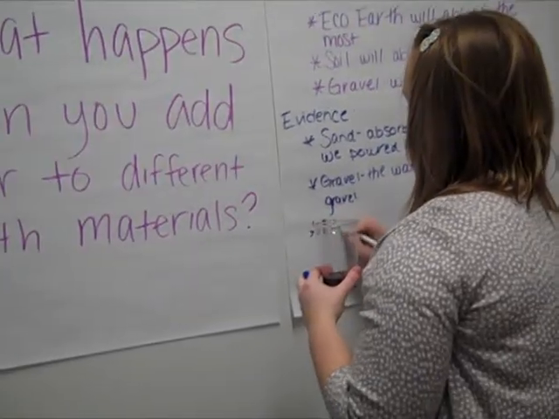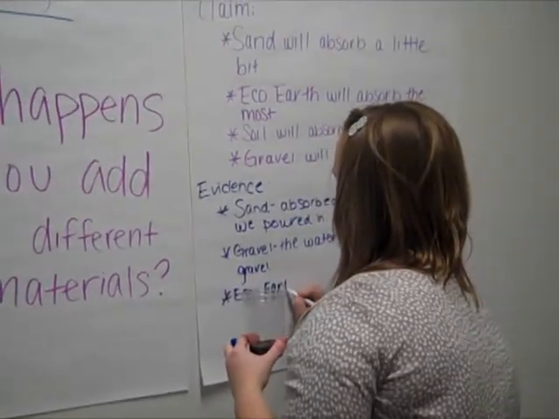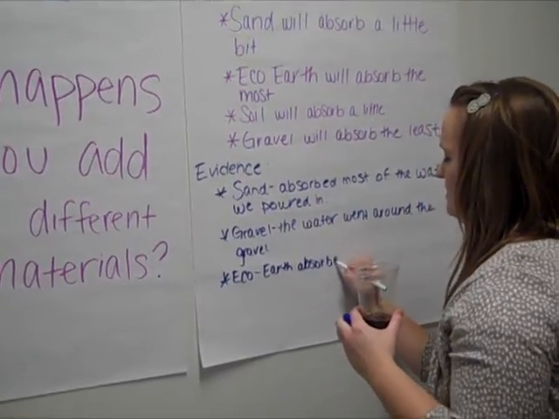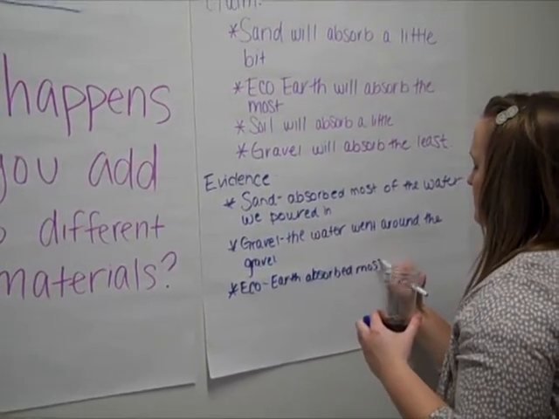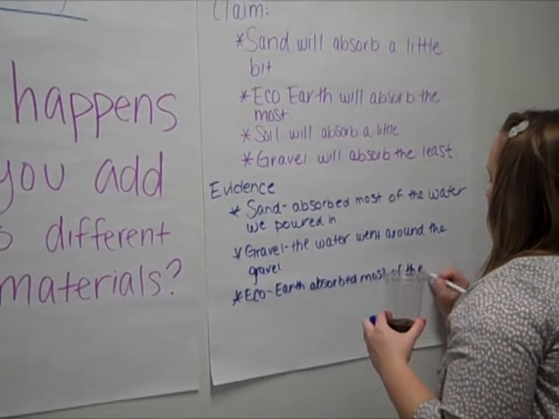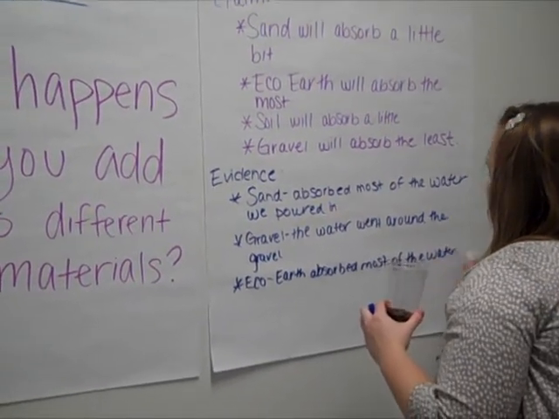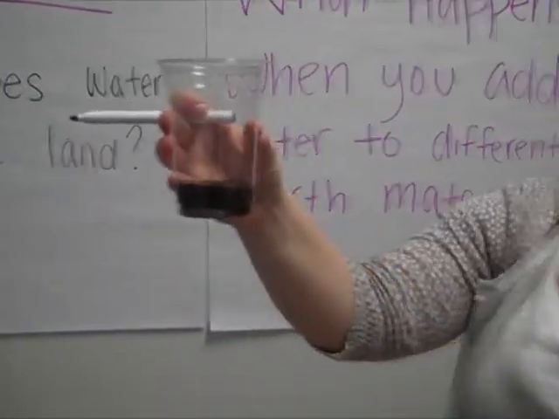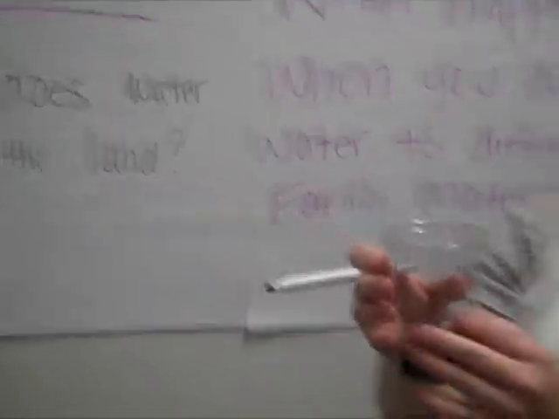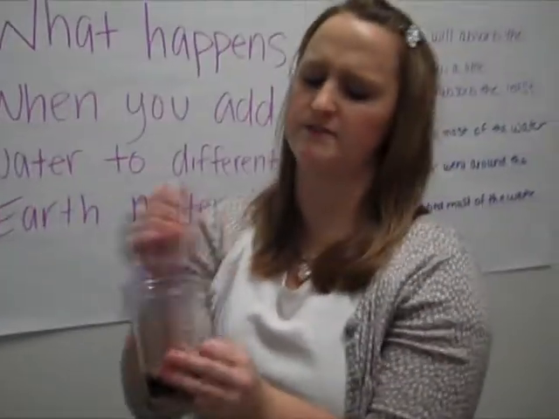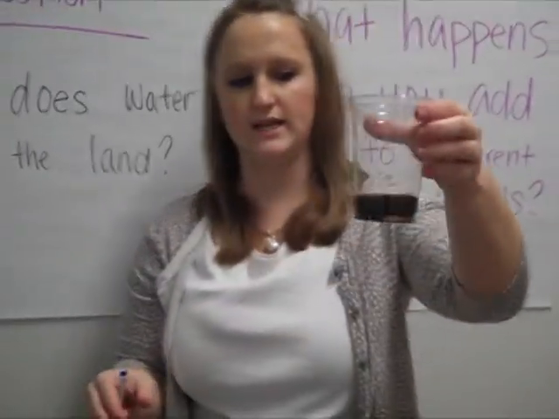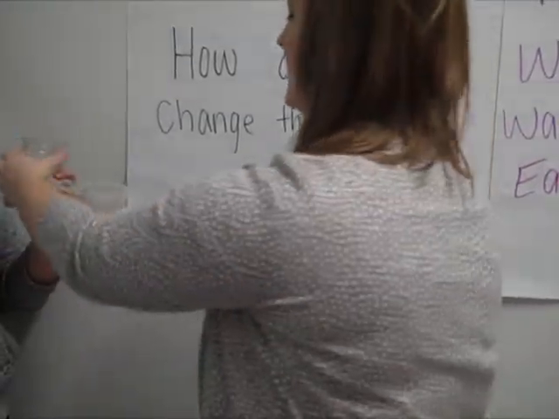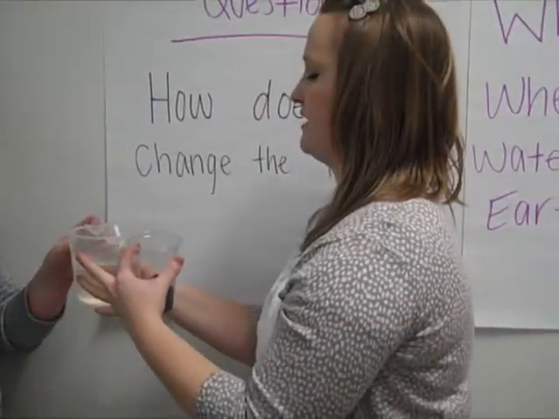So the eco-earth absorbed most of the water, and it left only a very little bit of standing water. And actually, as I wrote, you can see that it actually all absorbed. We use this kind of material to try to model what a wetland is like. Okay? And the last material we're going to do is just regular soil.